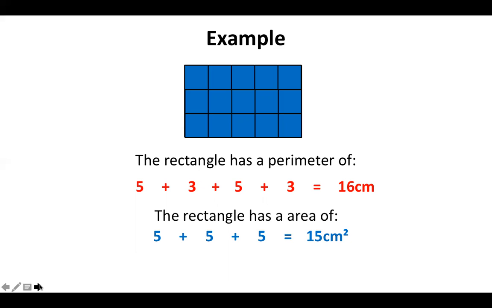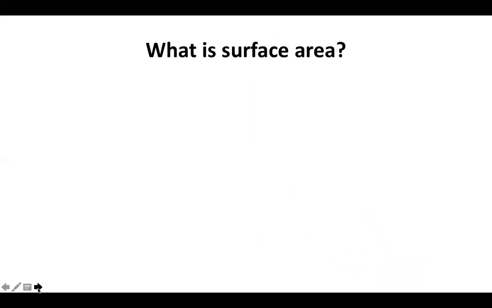Okay, so basically perimeter is the outside and area is the inside. Okay, so there are 15 boxes here on the inside. So that's why it's 15 cm squared. Okay, so one thing to take note of, perimeter and area, the unit for area is cm square or meter square. Perimeter is just centimeter or meter. Okay, then we look at surface area.